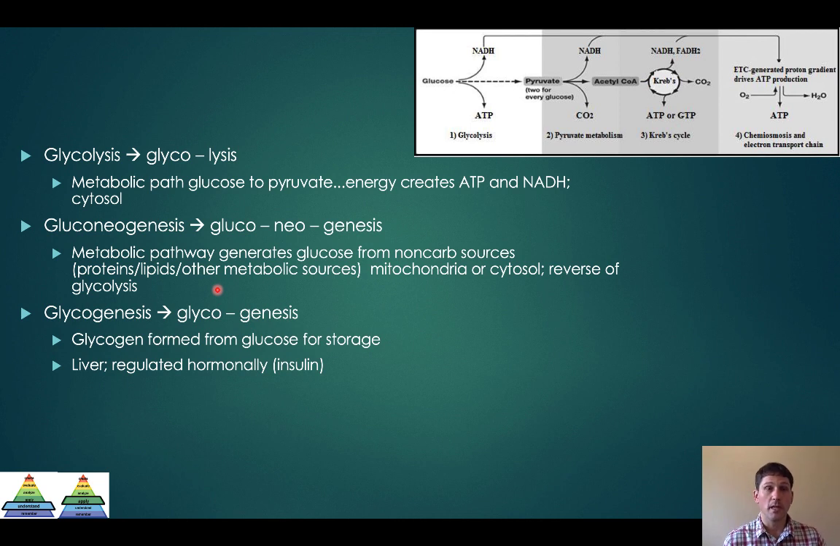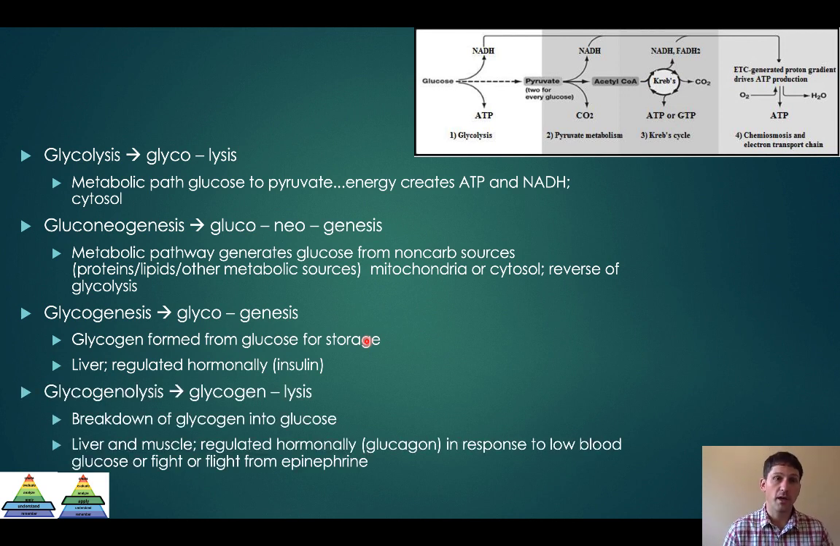Then we have glycogenesis. Okay, so again, glycogenesis, we are going to form glycogen from glucose, and this is where we're going to store it. So when our blood glucose levels are too high, our pancreatic islets are going to release insulin, and we talked about this with homeostasis, and that insulin is then going to trigger our cells to store glucose as glycogen.